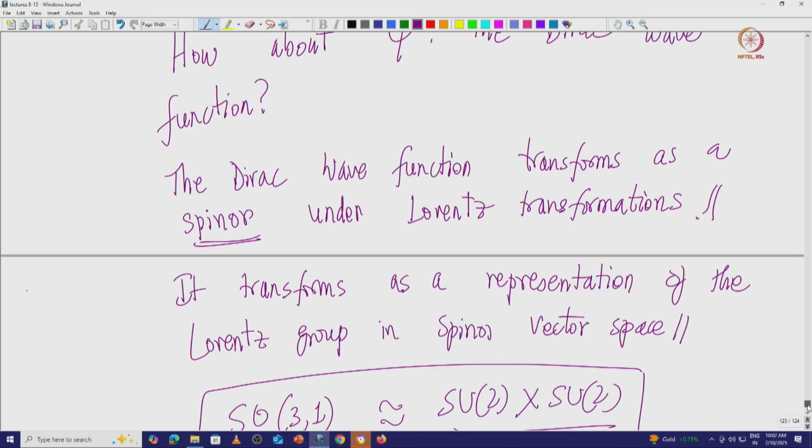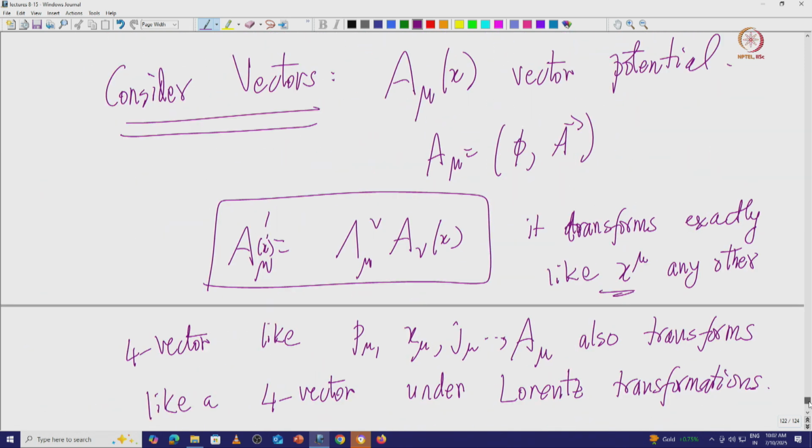What about A mu? A mu is just a vector potential, also the photon wave function. This we have seen. This is the field of the electromagnetic potential, the electromagnetic field, where this is the scalar potential and A bar is the vector potential of the electromagnetic field. And you see that A mu transforms exactly like any 4-vector, like x mu, p mu, j mu, and so on. So that's not a problem.